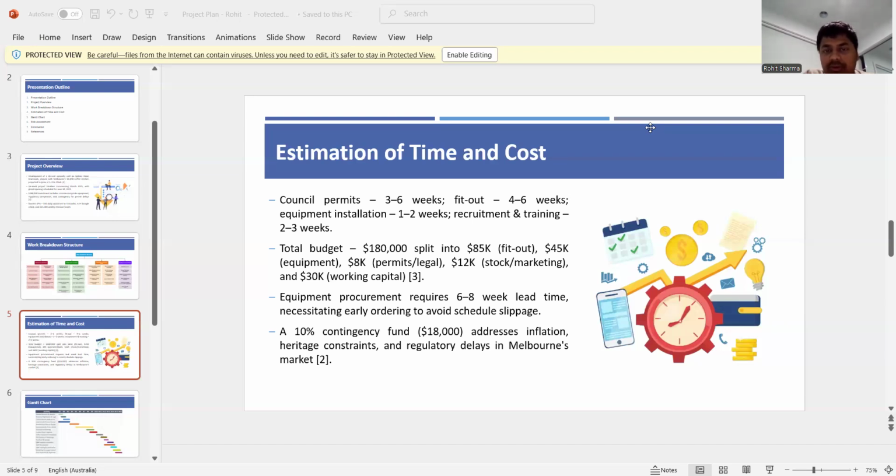Equipment procurement requires a 6 to 8 week lead time. This is also a thing we need to keep in mind, necessitating early ordering to avoid schedule slippage. We need to think about that as well. A 10% contingency fund, which is $18,000, addresses inflation, heritage constraints, and regulatory delays in Melbourne's market.